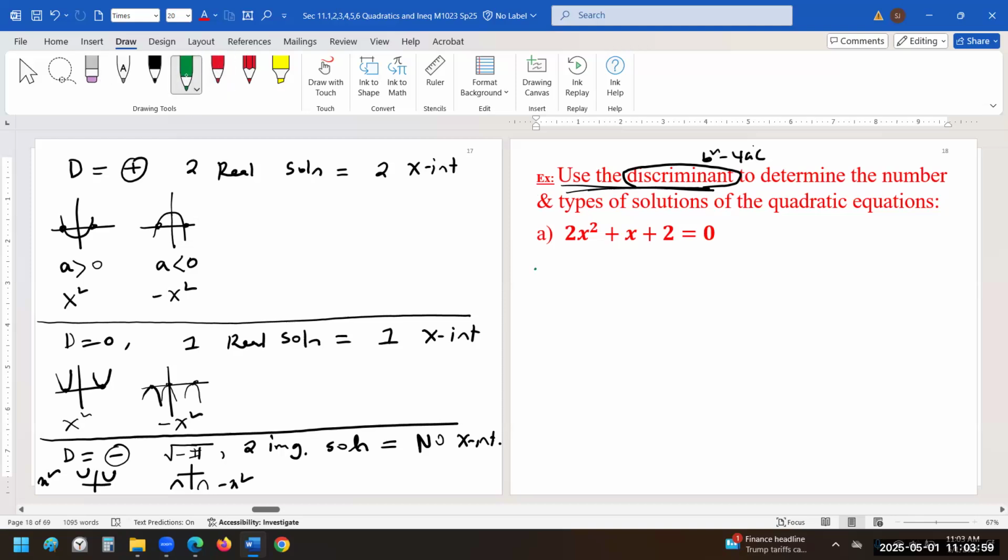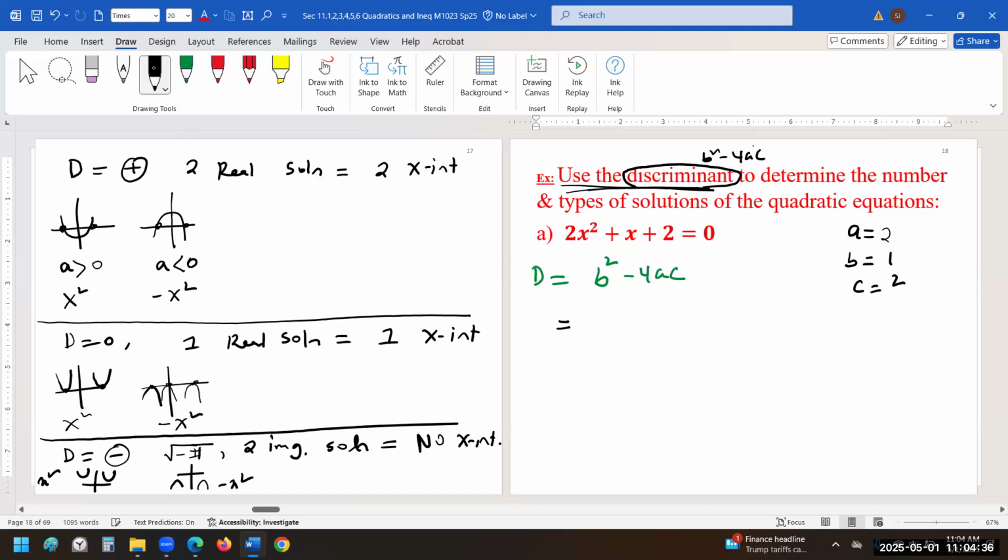So we start by, in order to use the discriminant or quadratic formula, the condition is you have to have all the terms on one side and the other side is 0. You must have that format. So the discriminant is b squared minus 4ac. That means you have to identify in a given equation what a, b, and c are. So what is a here? 2, b is 1, and c is 2.